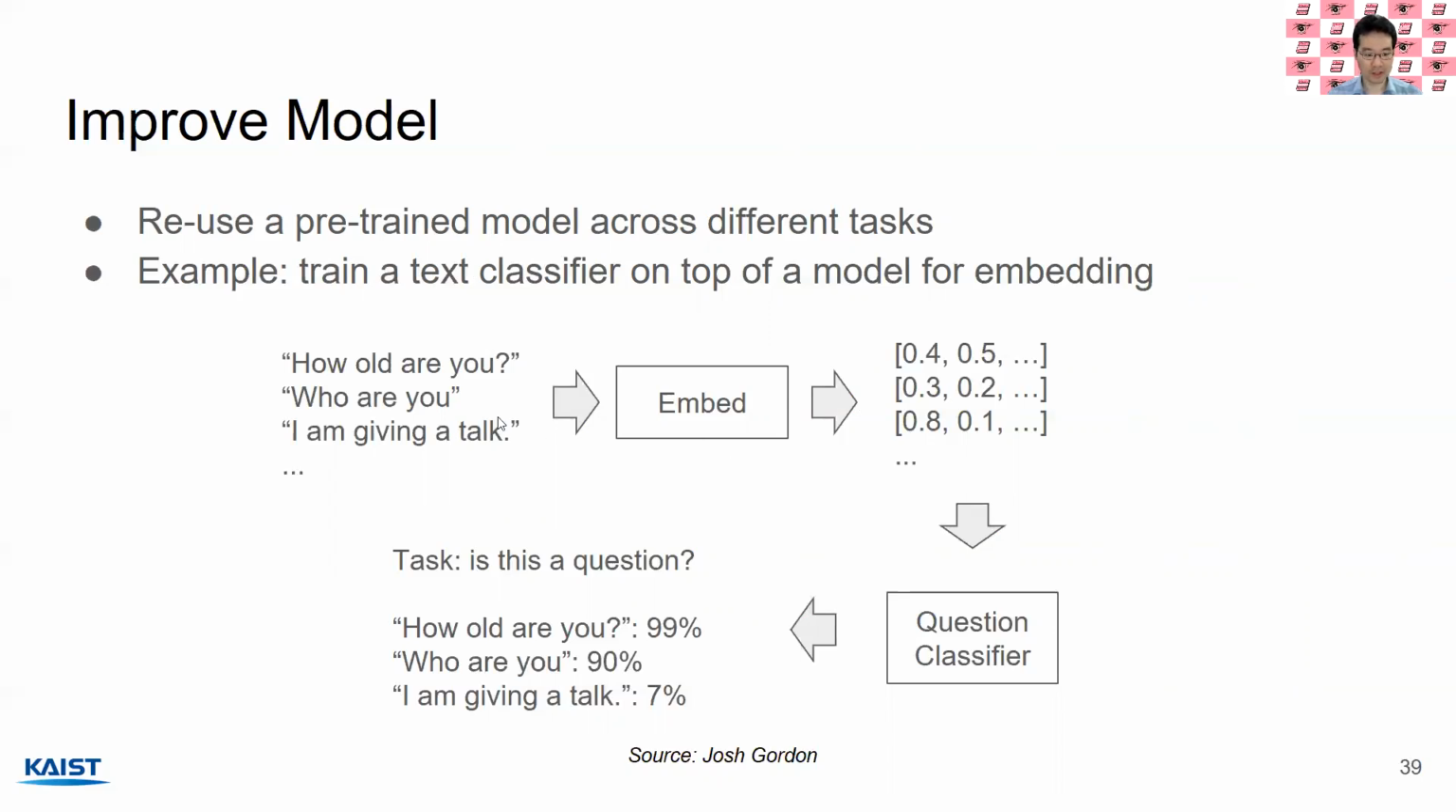So let's say that there is this embedding model that can generate for each sentence these embeddings, which are just vectors of real numbers that intuitively capture the contents of the sentence. And so once you have these features, then it becomes much easier to train a question classifier to distinguish questions versus non-questions. So whenever you're training a model, it's a good idea to be aware of any similar model that you can just train on top of.